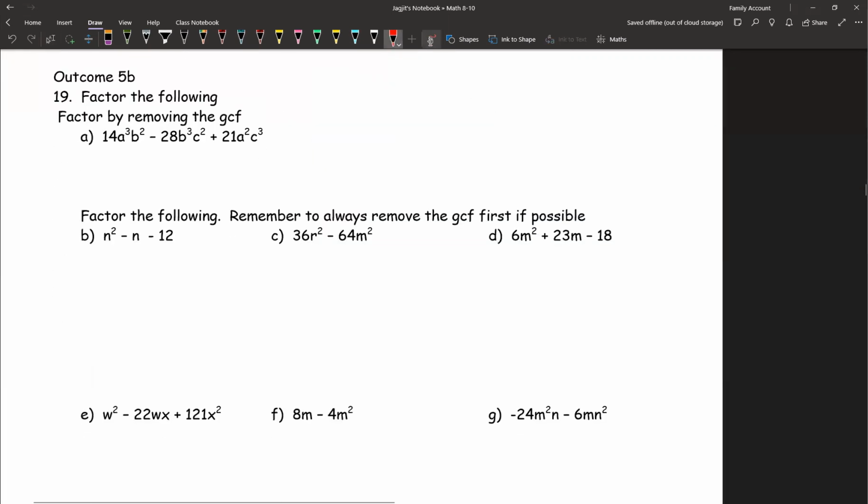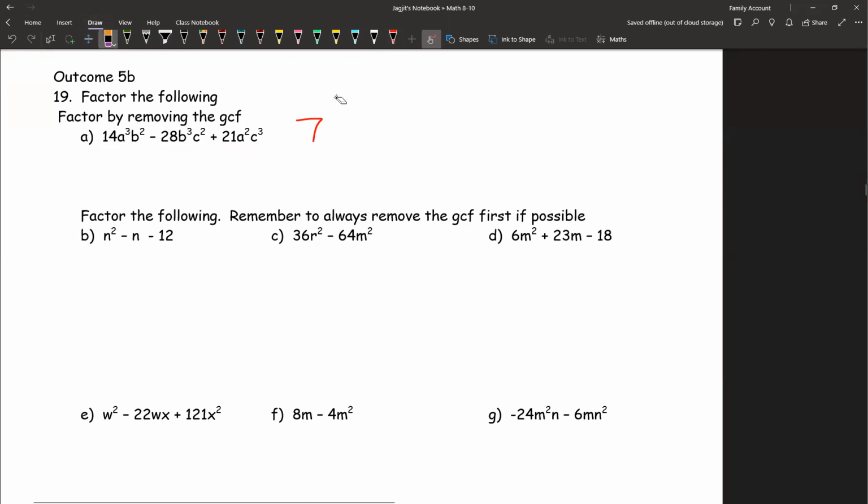Next up, they're asking you to factor some of these terms. Okay, so they've given you this. I want you to first look at the numbers. I see 14, 28, 21. They can all be factored by what number? What do they have in common? 14, 28, 21, 7. Good. We can factor 7 out.